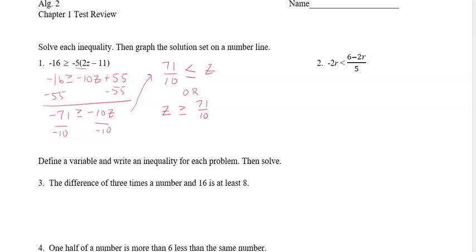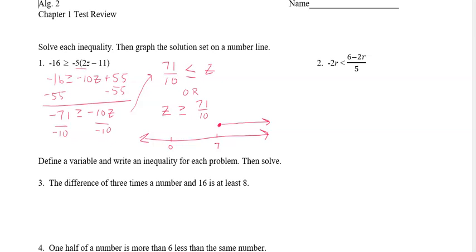71/10. And then you have to graph the solution on a number line, so I'm just going to put 0. Here's 7, and that's going to be just a little bit to the right of 7. It's 7 1/10. So just estimate just a little bit to the right with a solid circle, and we will shade in the greater than direction, which is to the right. So that's the answer for number 1.